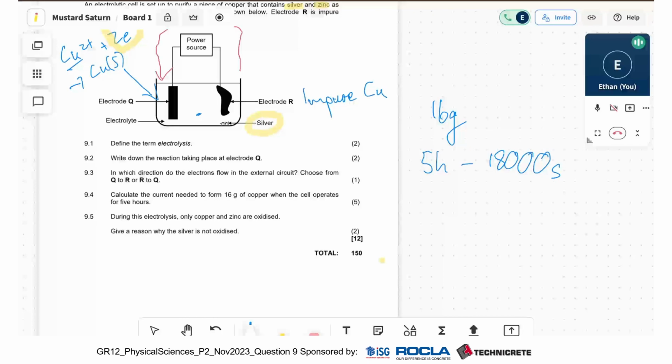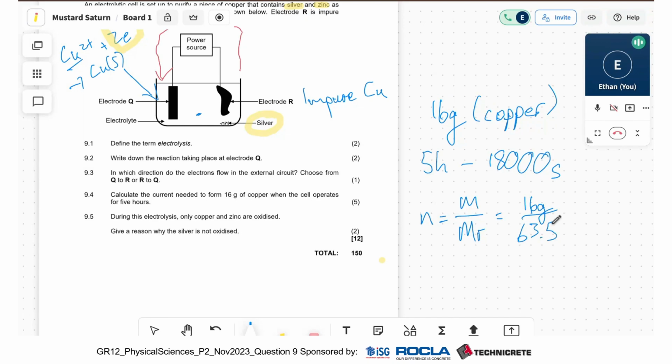All right. So let's first get our values in moles. So 16 grams of copper. How much is that in moles? So moles is m over M, which is 16 grams, and the molecular mass of copper is roughly 63.5 grams per mole.